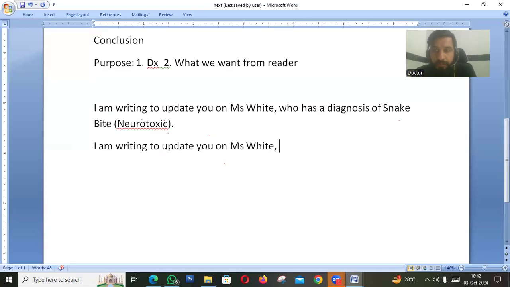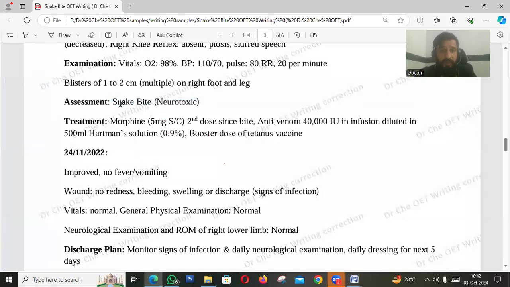What else? Anybody else? Here is a question mark, so we can write down, I think, for likely diagnosis of the snake bite, leading to neurotoxic shock. There is no question mark here.